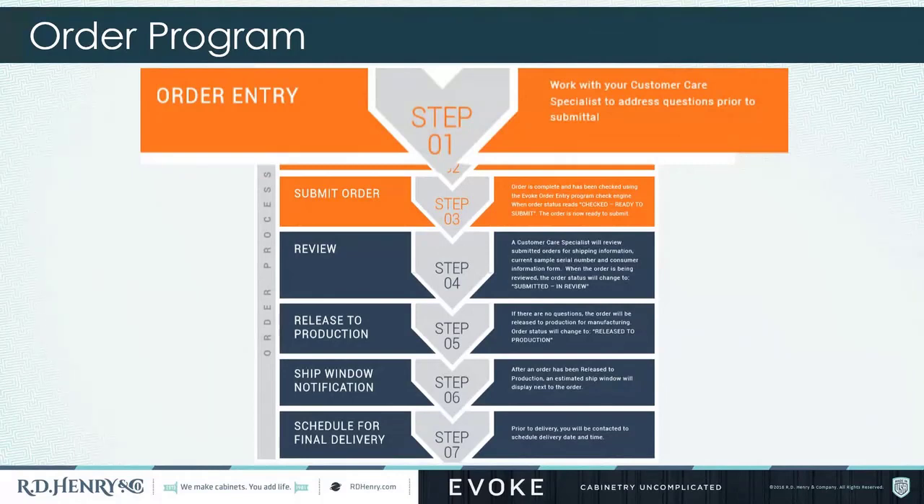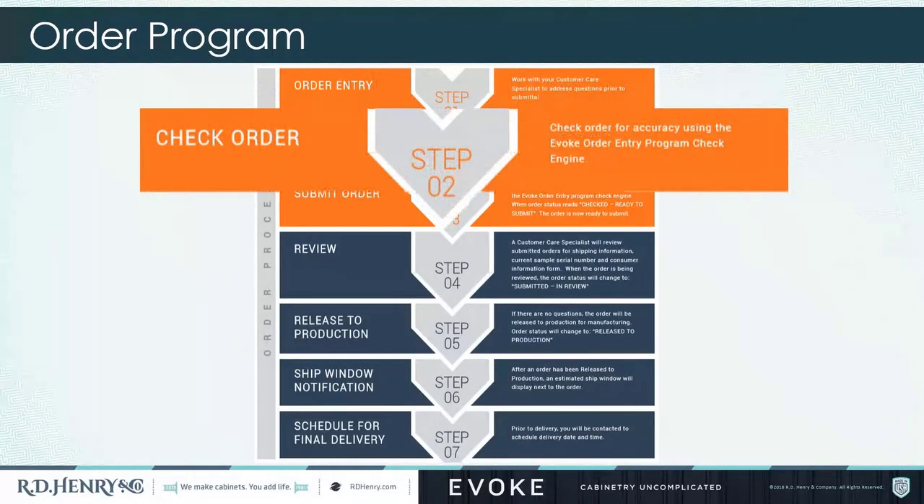That is step 1. This is where you input all of the information, the order specifications, your cabinets, go through the totals. You'll want to make sure all of your questions are answered and everything is accounted for before you proceed with ordering. Once you are ready to proceed, you will have to check your order, which is step 2.